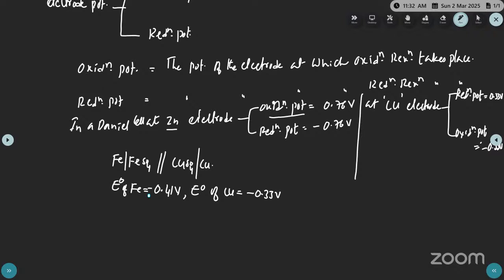Clear? And next, here copper is the cathode. At cathode, reduction potential is positive and oxidation potential is negative. So here the negative value is given. Is it oxidation potential or reduction potential? It is oxidation potential. Like that we can identify oxidation potential and reduction potential.